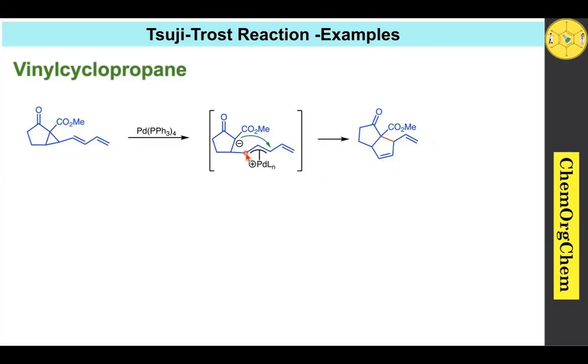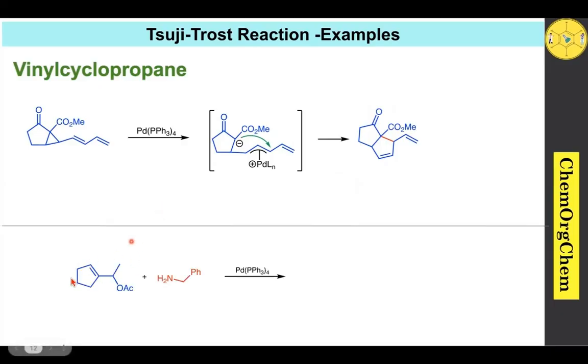So why not this carbon? Because when we close the ring here, that would generate a three-membered ring system, which is a strained ring system. Therefore, this one prefers to form the five-membered ring system. So next, moving on, some more examples.